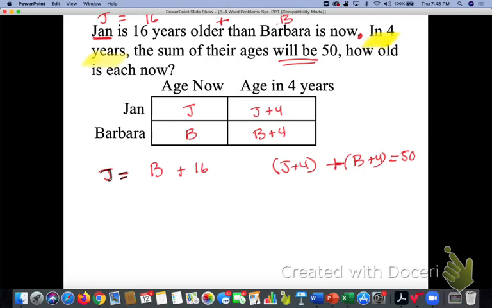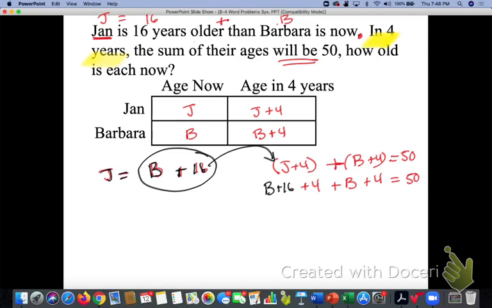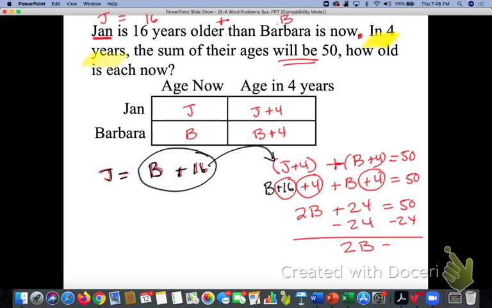So we are also still set up for substitution. I'm going to take this and substitute in, so I get B plus 16, and then I've got my plus 4, plus b plus 4 equals 50. So I've got 2b, and then positive 16 and 4 is 20, plus 4 is 24 equals 50. I'm subtracting 24. I get 2b equals 26, divide by 2, and b equals 13.